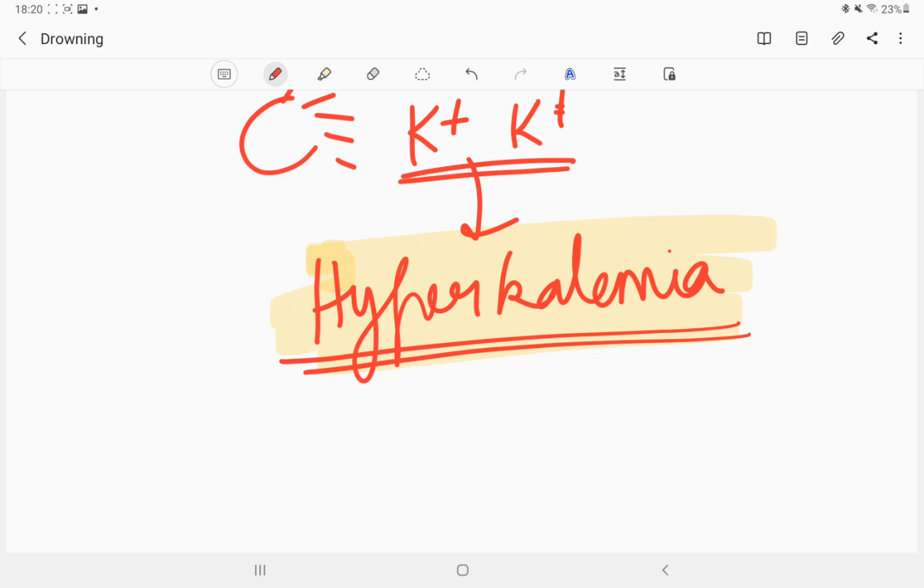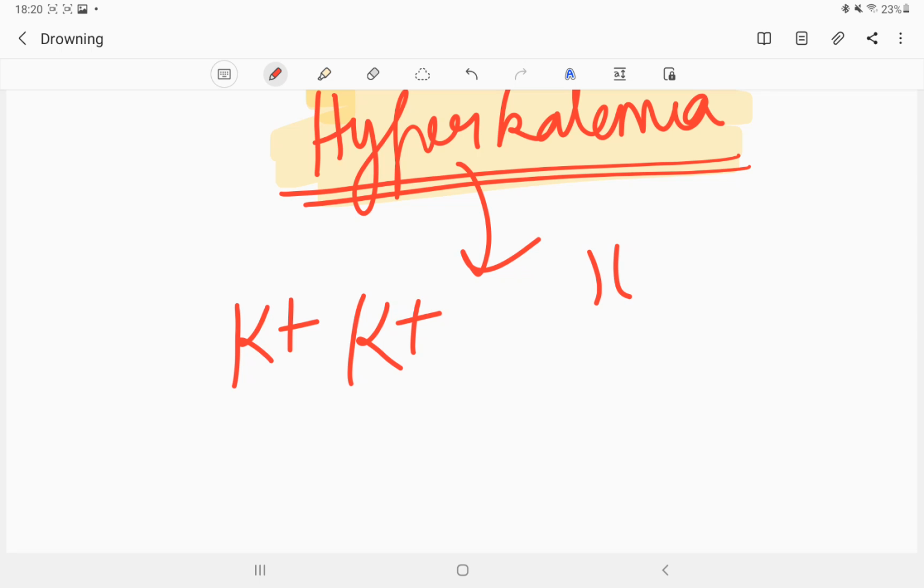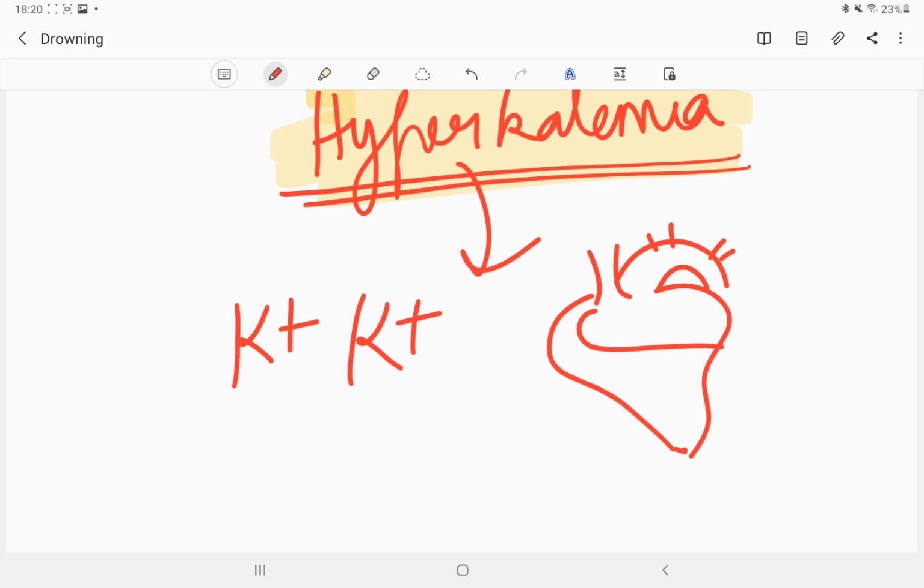Okay, we're talking about fresh water. In case you have forgotten, we're talking about fresh water drowning, also known as brackish water drowning. So in hyperkalemia, these K+ ions will go and affect the heart. Okay, so for example, this is your heart. Just imagine this is the heart. I'm very bad at drawing. So K+ ions will go and affect the heart.